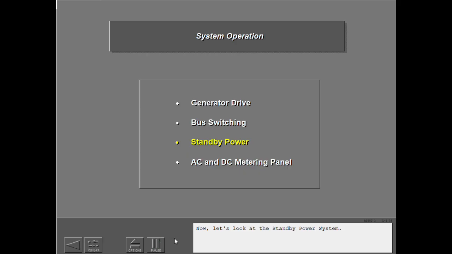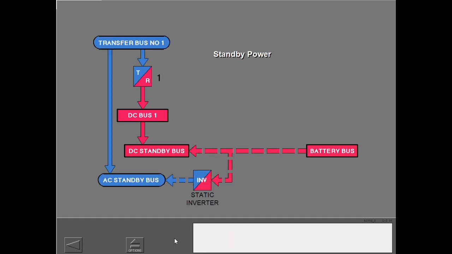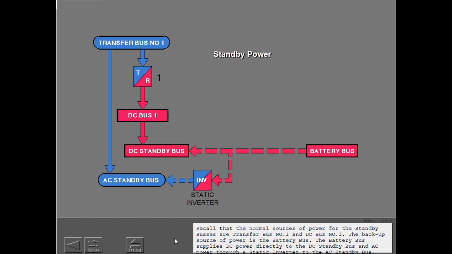Now let's look at the standby power system. The controls and indicators for standby power are located on the forward overhead panel. Recall that the normal sources of power for the standby buses are transfer bus number 1 and DC bus number 1. The backup source of power is the battery bus. The battery bus supplies DC power directly to the DC standby bus and AC power through a static inverter to the AC standby bus.